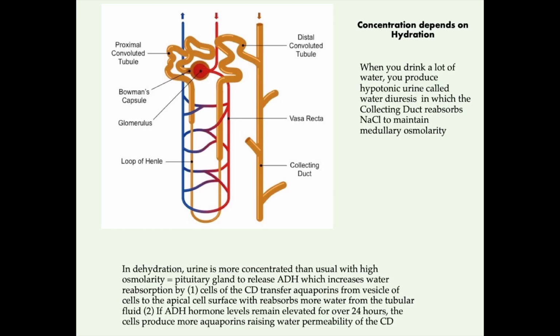Alright, so we're at the Thinkpad and we want to understand the control of water loss. Well, to do that, we need to understand that concentration depends on hydration, meaning the concentration of your urine depends on how hydrated you are. So let's just say you drink a lot of water, which means you're very hydrated. You produce a hypotonic urine, which is also called water diuresis. Now when you pee, your urine will be more in the lighter yellow.